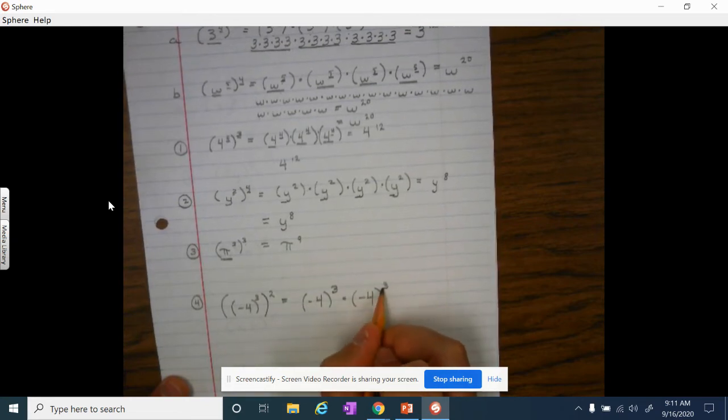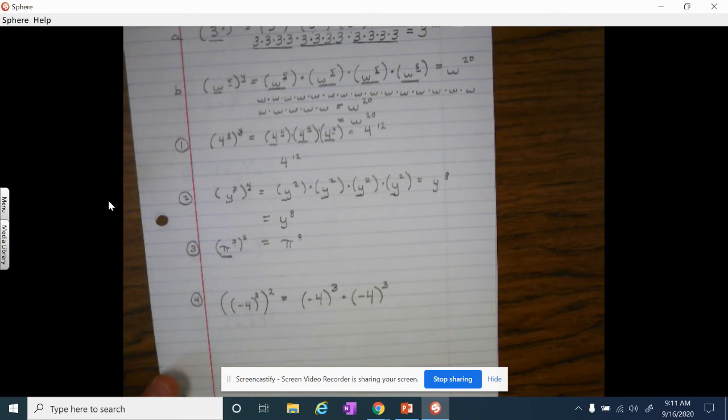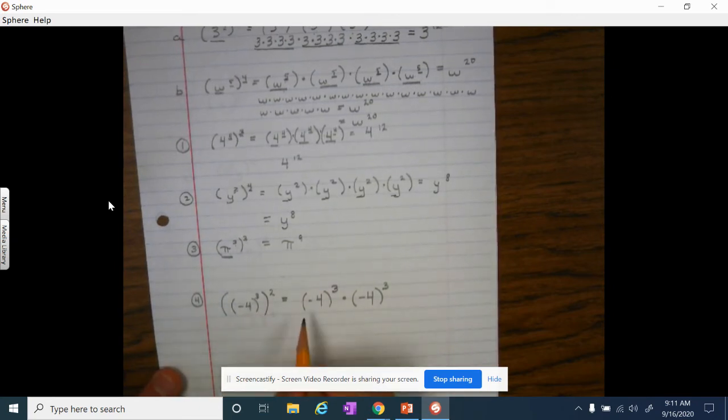So then you have a second negative 4 to the 3rd power. So it's negative 4 to the 3rd power, but it's squared. So I want two of those negative 4 to the 3rd powers. So I have my same base. And so since I have my same base and its multiplication, then I go, oh, 3 plus 3 is 6.